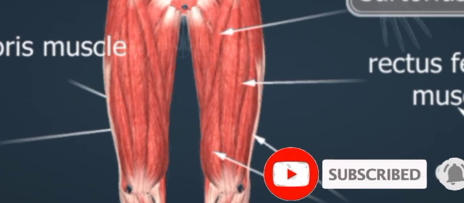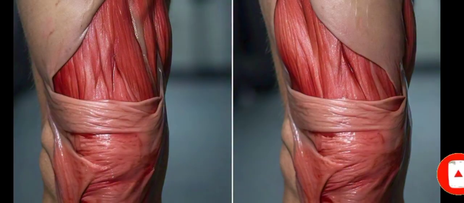Strain or injury to the sartorius is less common but can occur, particularly in athletes involved in sports that require rapid changes in direction or kicking. Sartorius syndrome: this is a rare condition that may involve irritation or inflammation of the sartorius muscle, often presenting as anterior thigh pain.